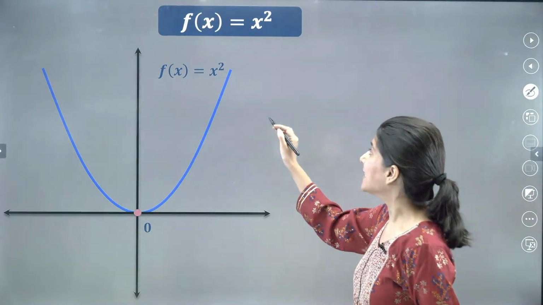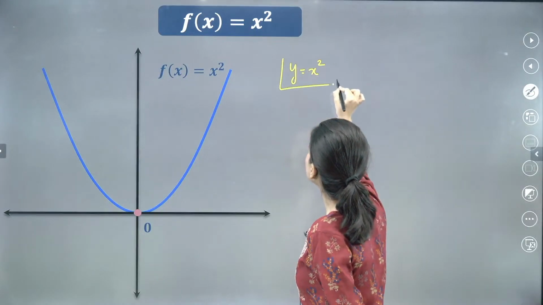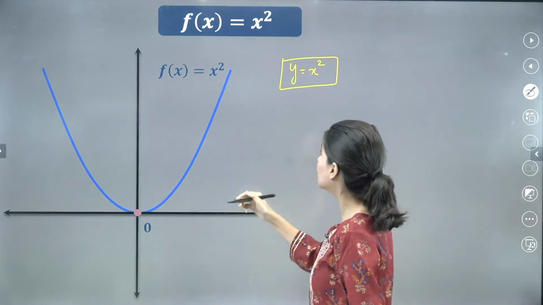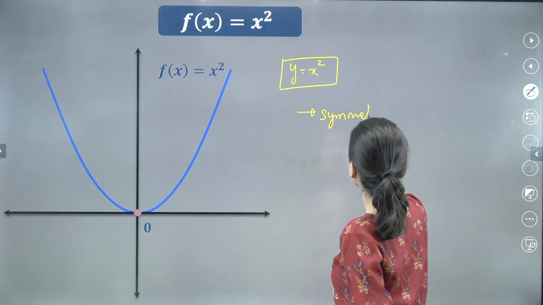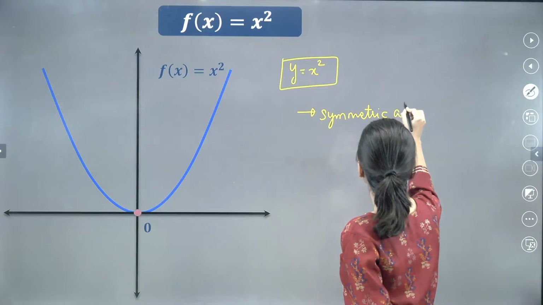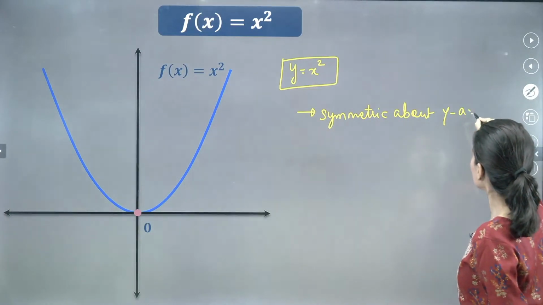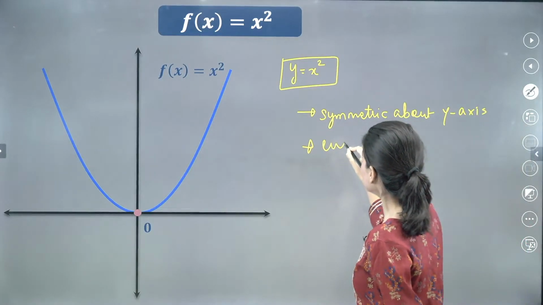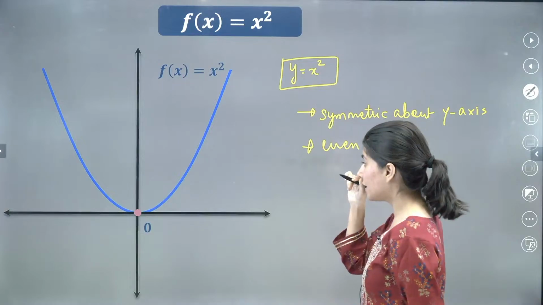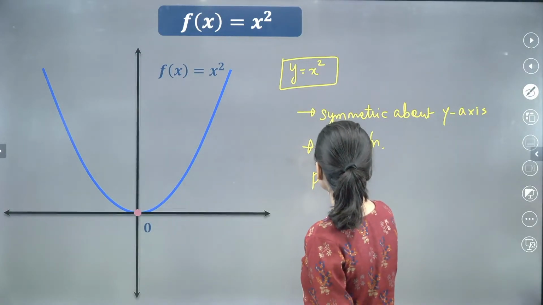Now y is equal to x square is a parabola which is symmetric about y axis. Did you notice this is symmetric about y axis, and so this is actually an even function. This is an even function, right? And if I talk about that, it passes through 0, 0.